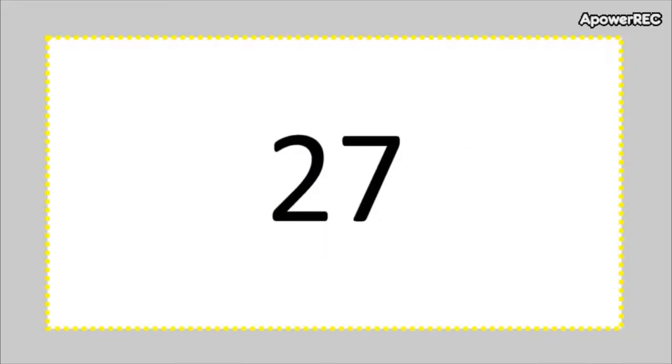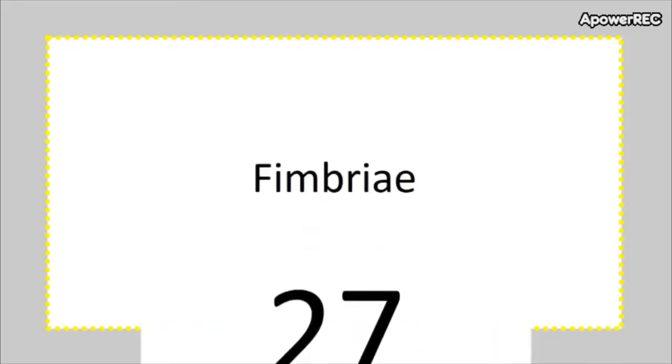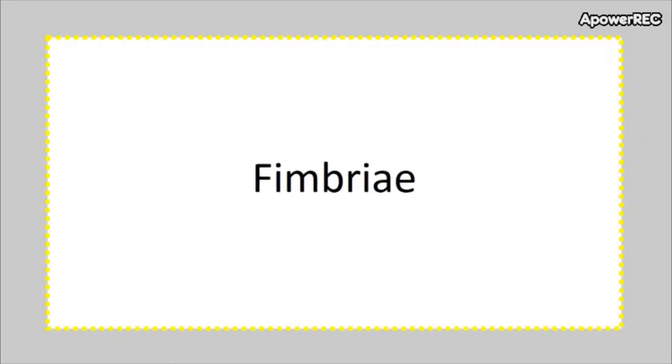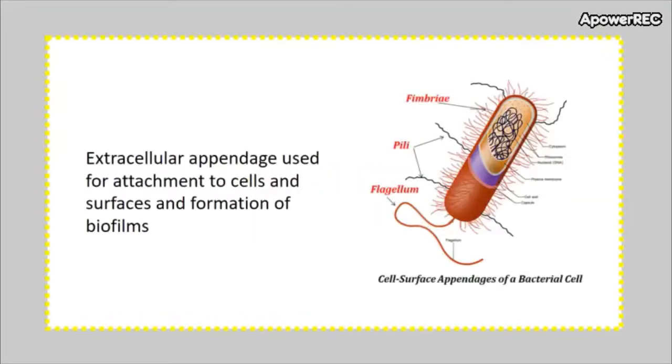27. Fimbriae. The fimbriae are extracellular appendages used for attachment to cells and surfaces, and also can be used in the formation of biofilms.